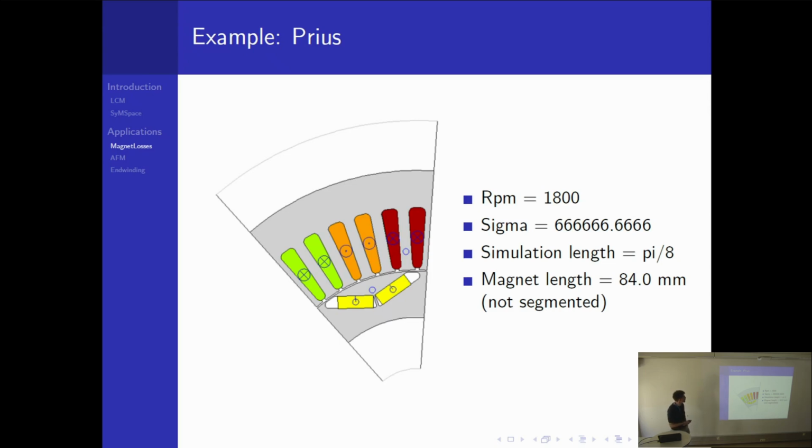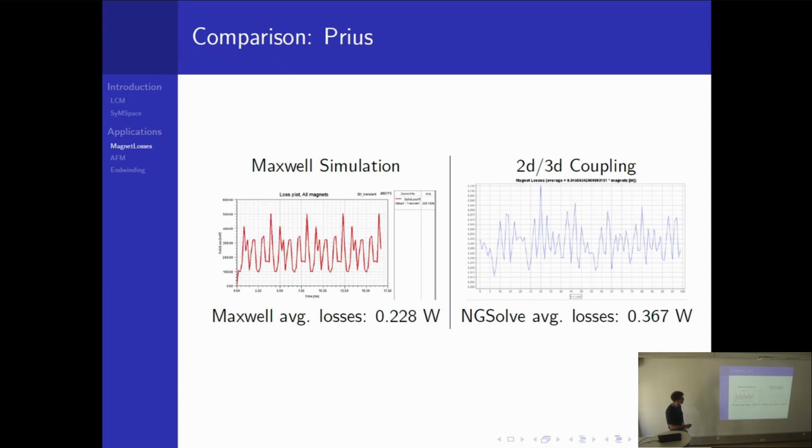And for example, we made this for a benchmark project, the Toyota Prius motor, for RPM 1800, this sigma and the magnet length of 84 millimeters. We compared this with the Maxwell simulation and this 2D/3D decoupling, and we got, I mean, it's not aligning, so we have a difference, but in this case it was acceptable.